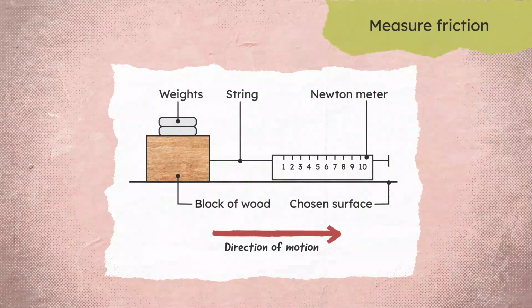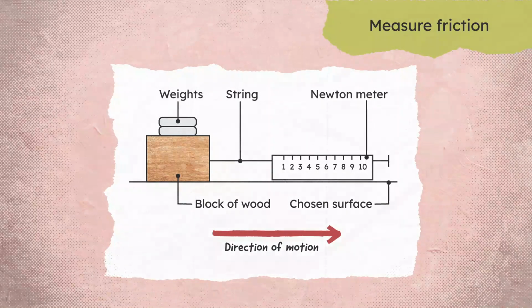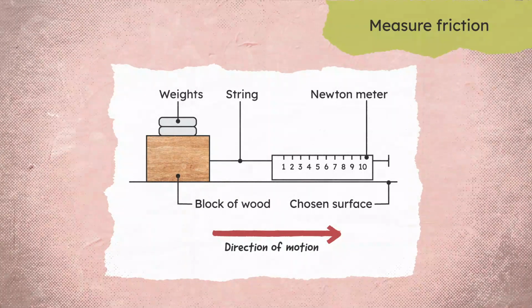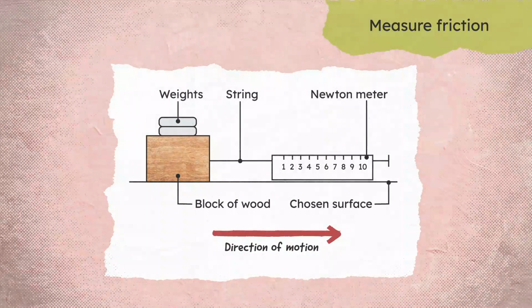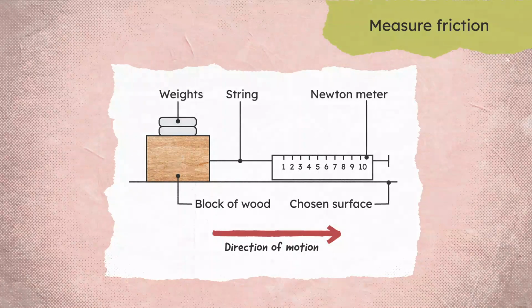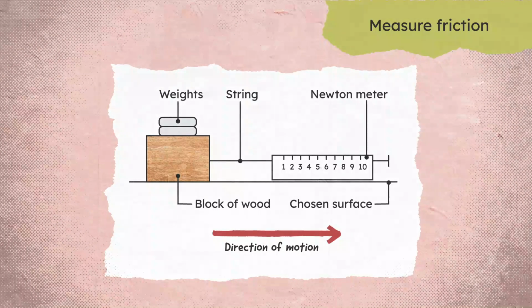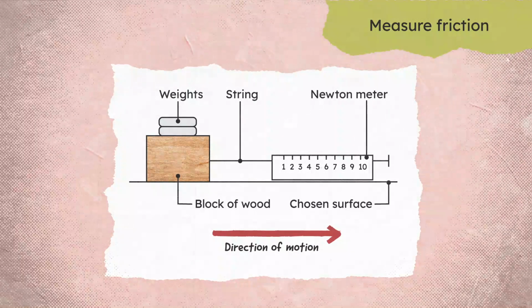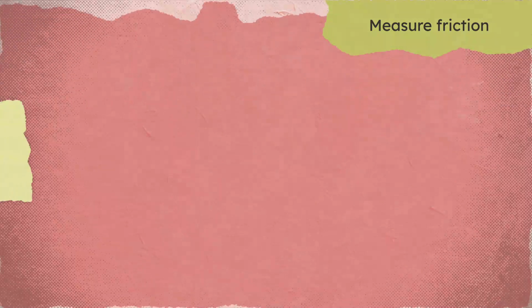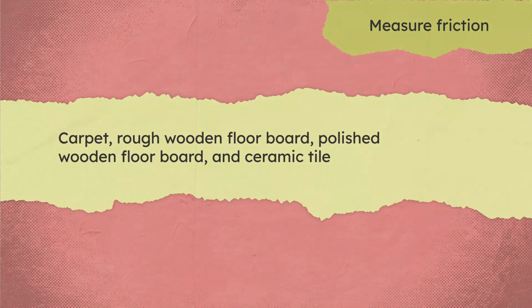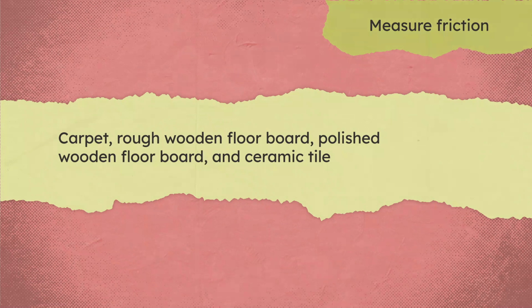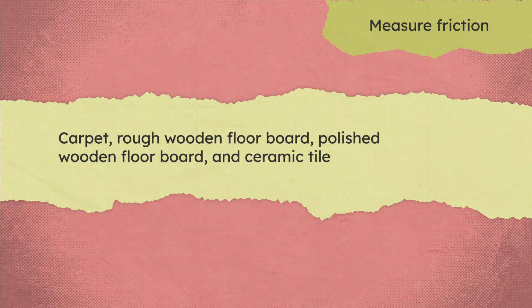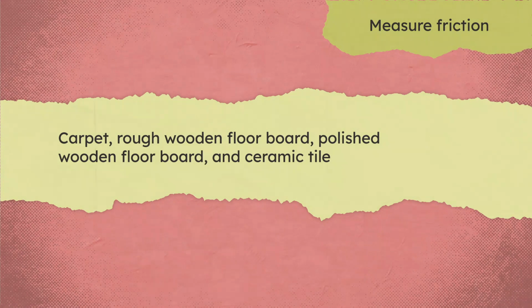We can measure the friction generated by different surfaces using the equipment shown in the diagram. We simply pull a block along different surfaces and measure the force needed to start the block moving. In this case, we used a carpet, a rough wooden floorboard, a polished wooden floorboard, and a ceramic tile.